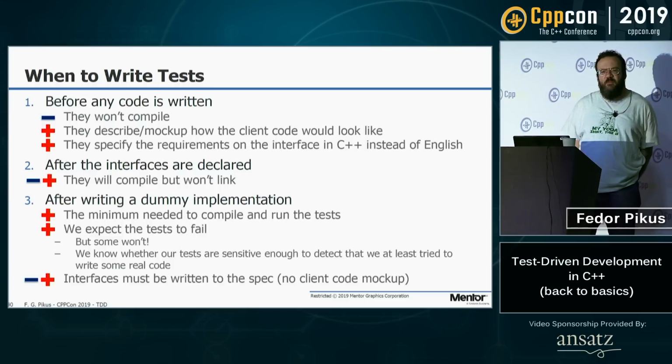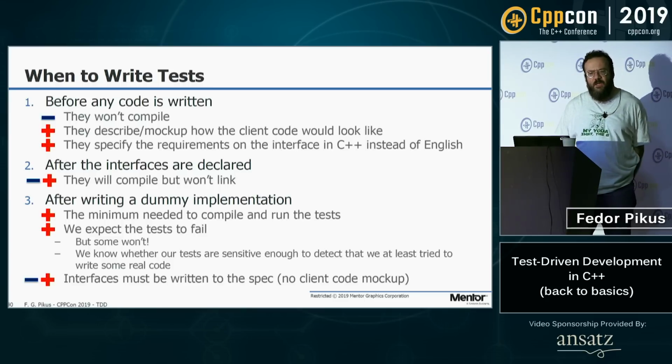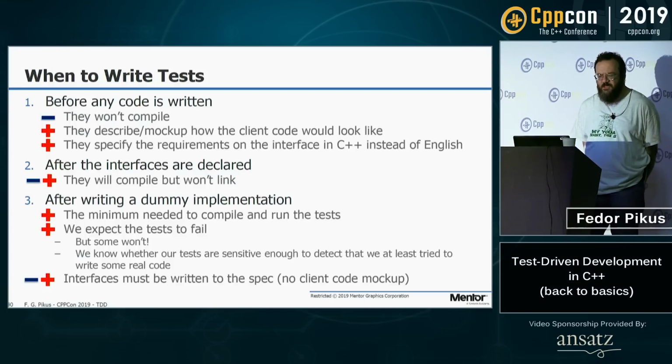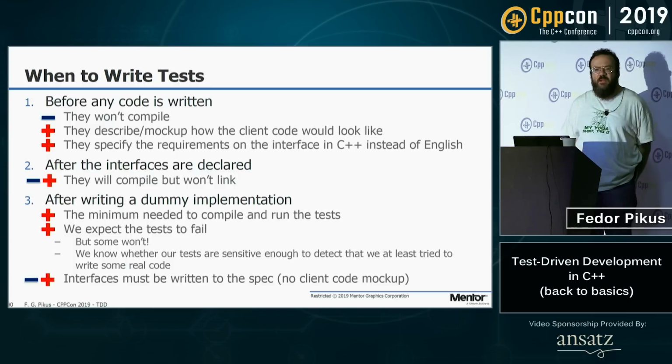You can write dumb implementation first. Your tests will compile, and they will run, and we expect them to fail, because it's a dumb implementation. It doesn't do what we want. And it's a good thing. It has a benefit because it verifies whether your tests are sensitive enough to at least detect the presence of the code. If your tests work out the same way, whether the code is there or not, they probably aren't testing much.